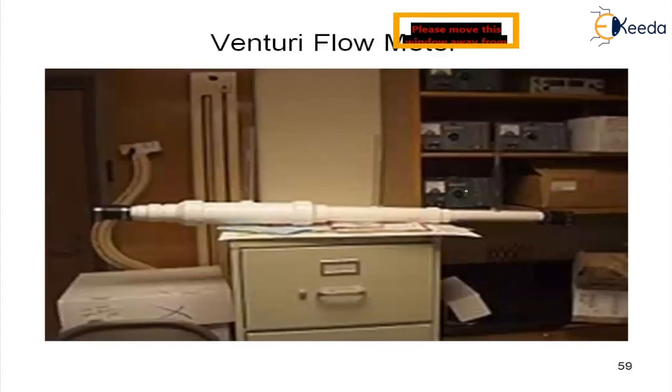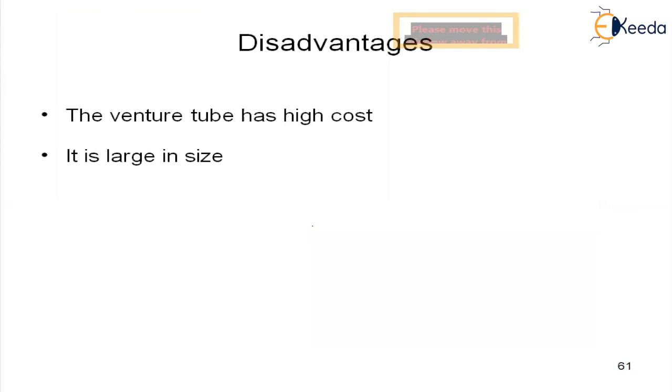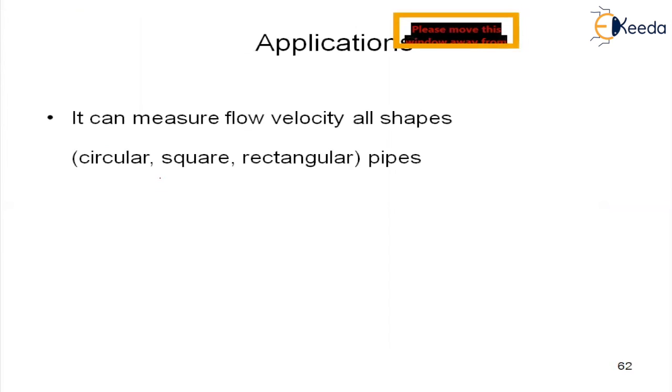This is the general Venturi meter that is used. I'm just going to depict the picture of how it will look. That is a Venturi meter, my dear students. This is used in the laboratories, the Venturi meter experiment in the laboratory, my dear students. The disadvantage is that the Venturi tube has a high cost and is larger in size, my dear students. It can measure flow velocity in circular, square and rectangular pipes, my dear students.